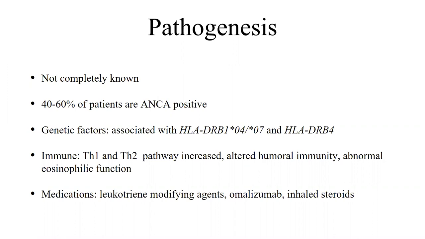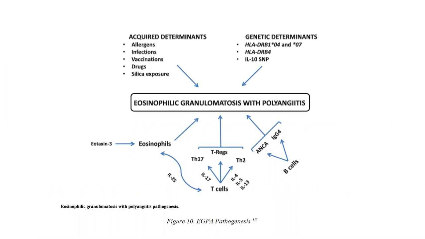This is just a diagram showing what I just talked about. You have acquired determinants contributing, genetic, and then of course the underlying immunology.